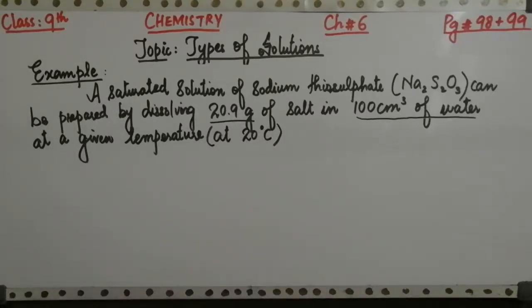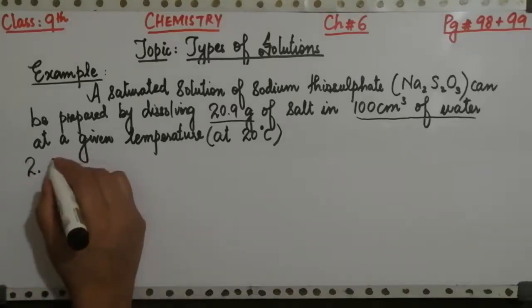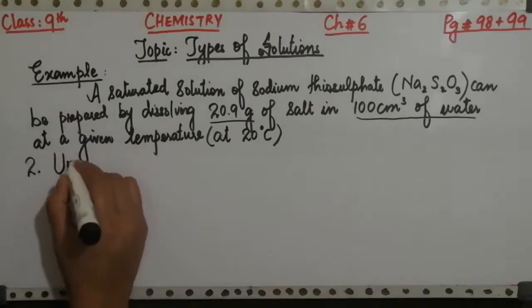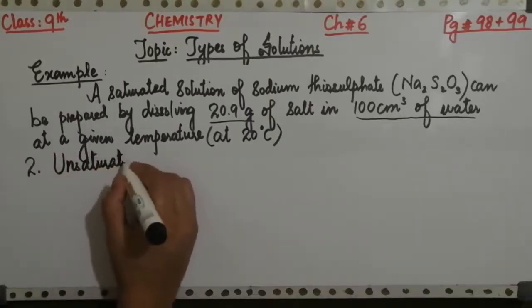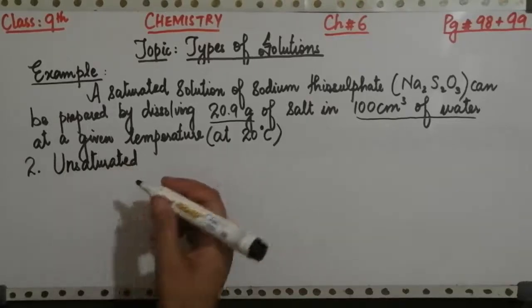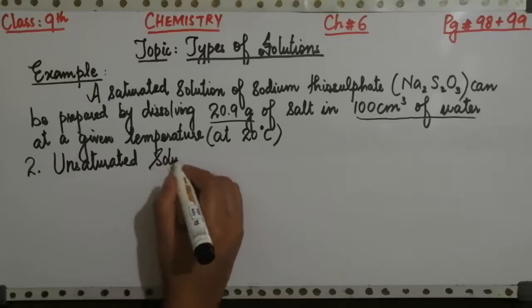So this is the room temperature. So in this way you can make your saturated solution. Now another type of solution is called unsaturated solution. After saturated solution we have two different types of solution. The second one is unsaturated and the third one is supersaturated solution.